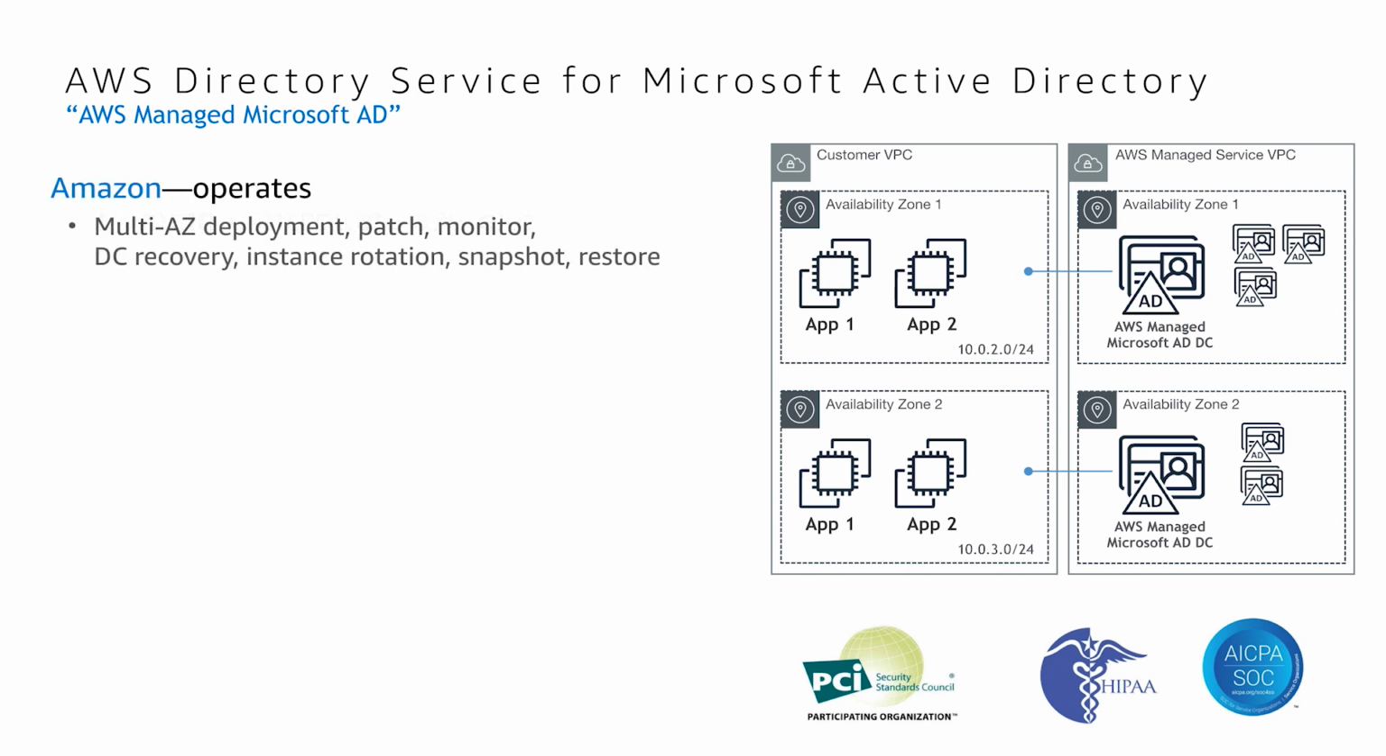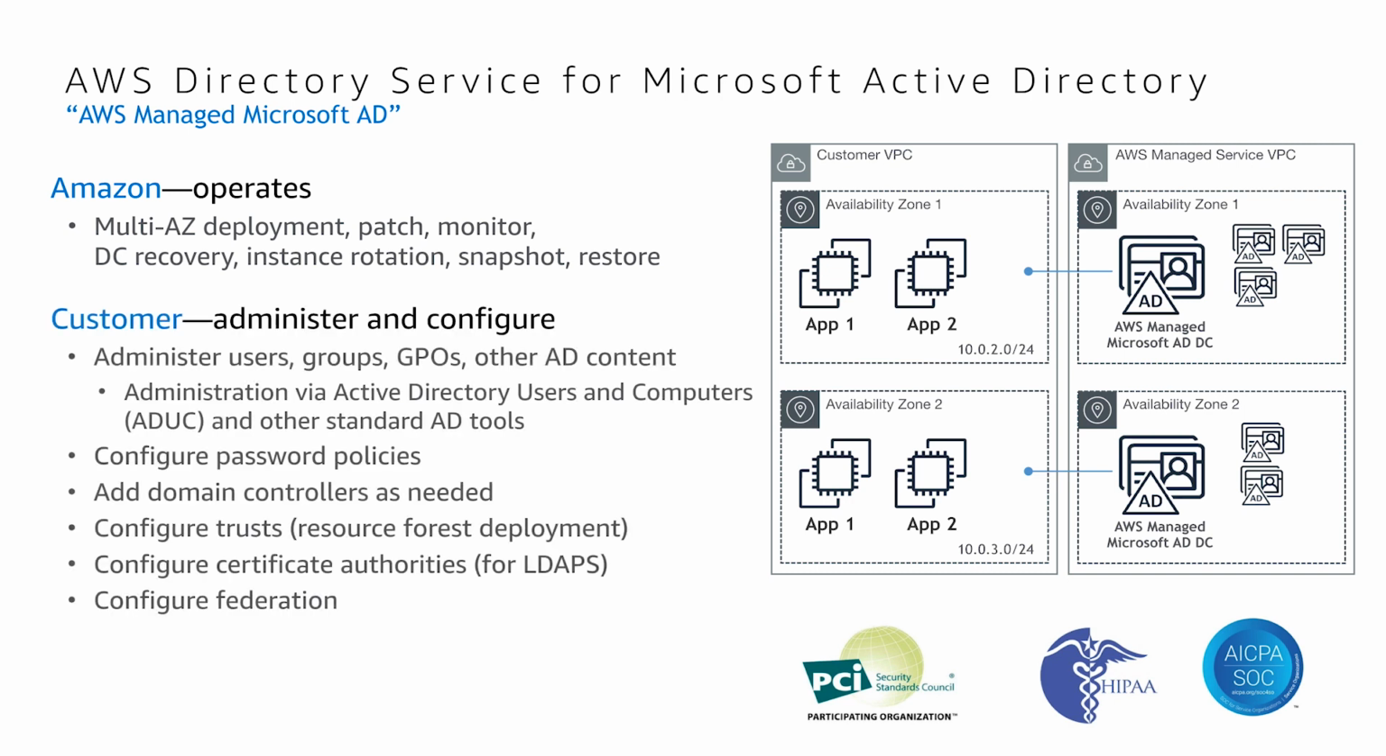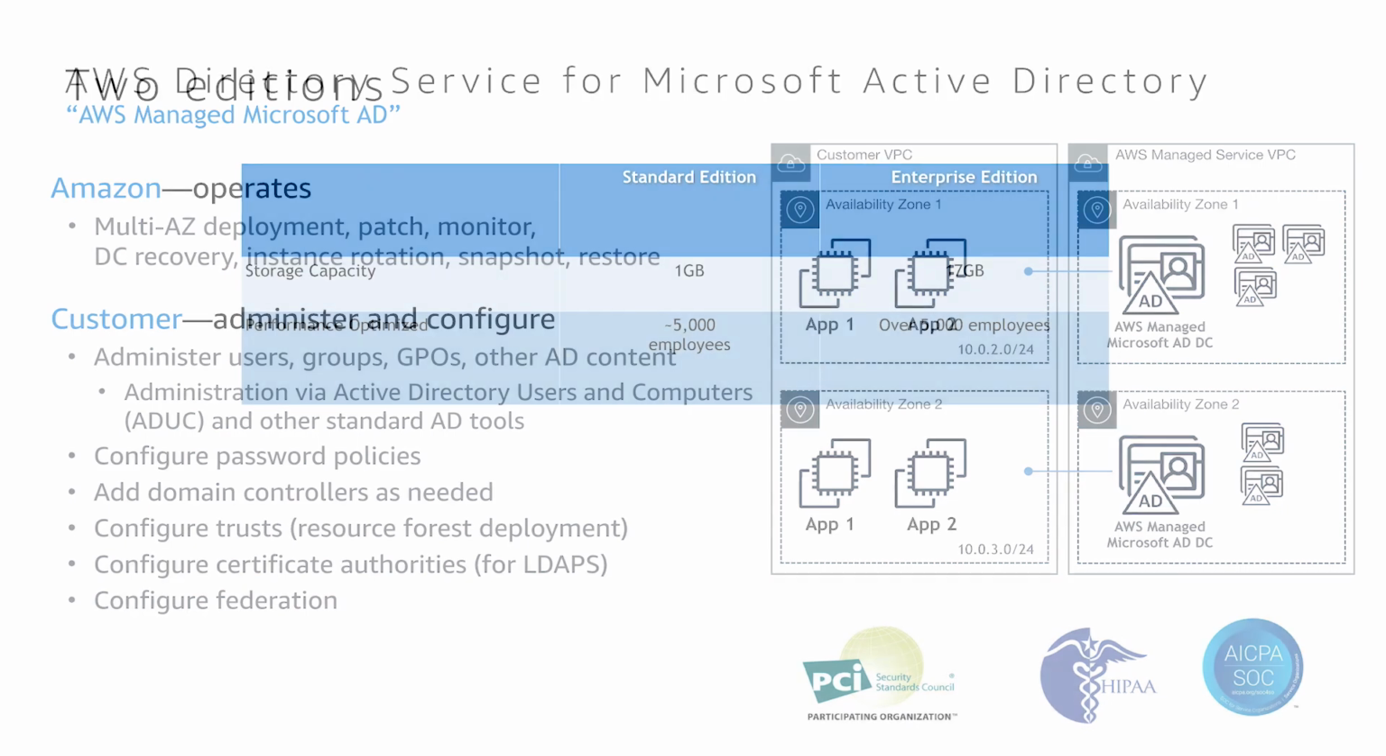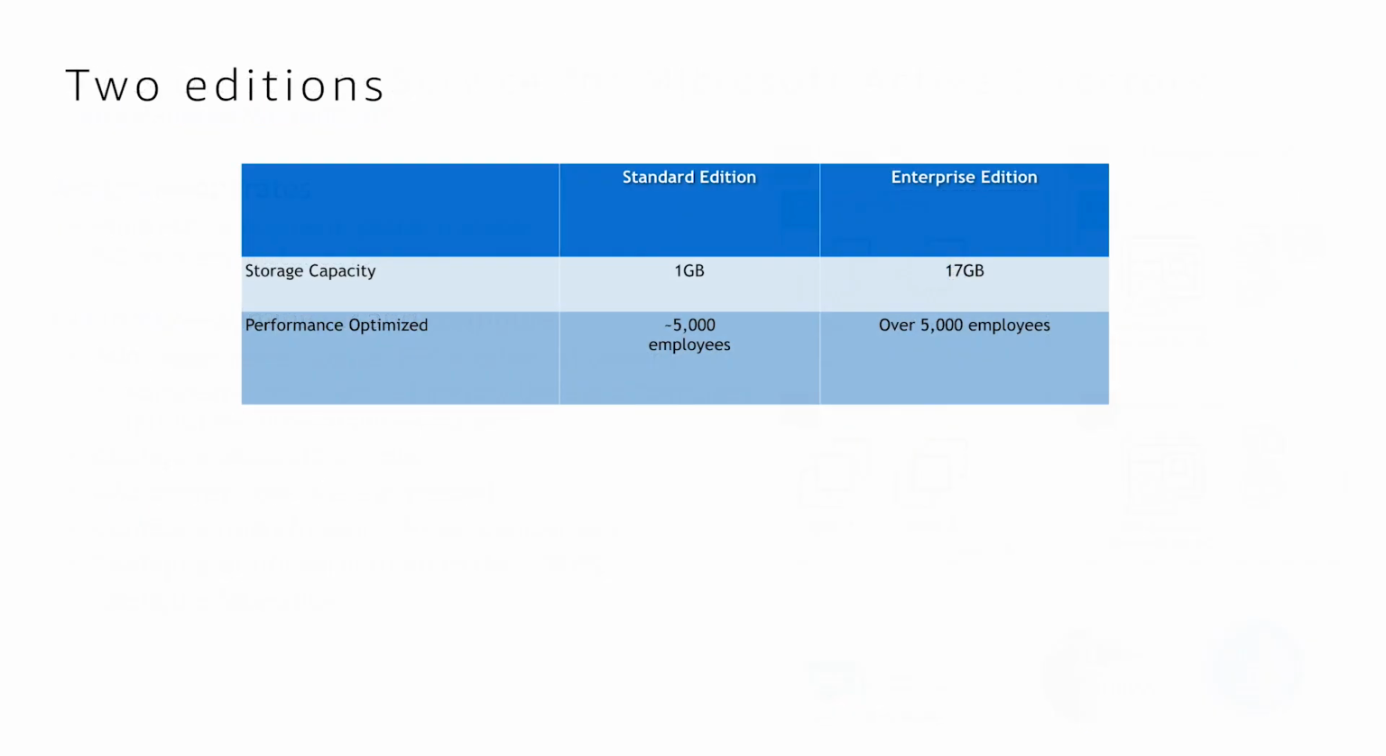Amazon provides the operational management, including deployment, monitoring, patching, instance rotation, snapshot, and restore. You administer users and configure features including password policies, scale-out, and AD trusts. The Standard Edition offers 1 GB of customer usable storage for objects and scripts. Enterprise Edition offers 17 GB.